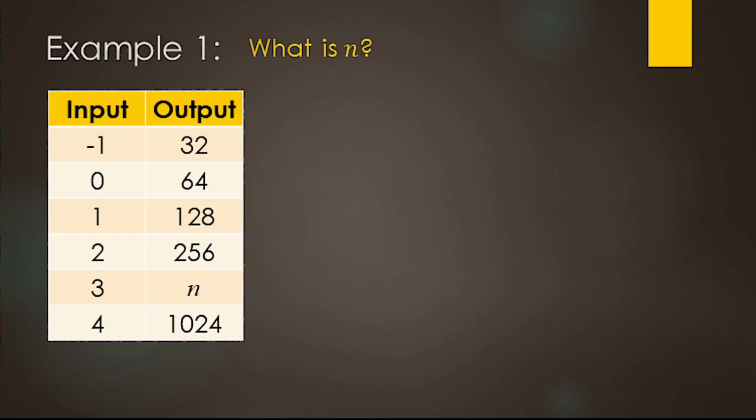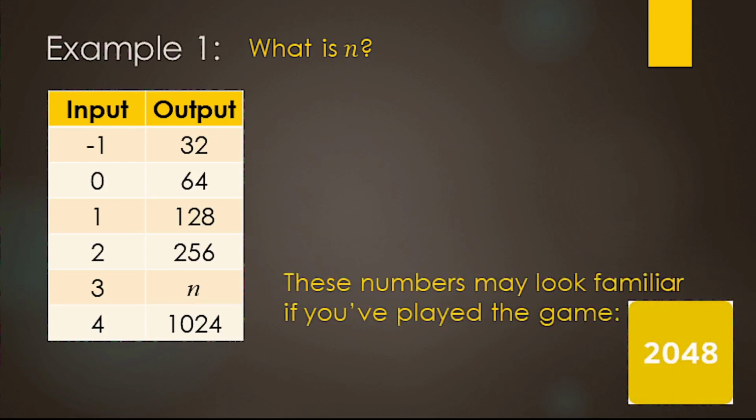So, quick example here: what is n? We're going from 32, 64, 128, 256. There's the n that we're looking for, and then there's 1024 there. These numbers might be familiar if you've ever played the game 2048. They are indeed in that game, and you've probably seen them before, at least the top few.